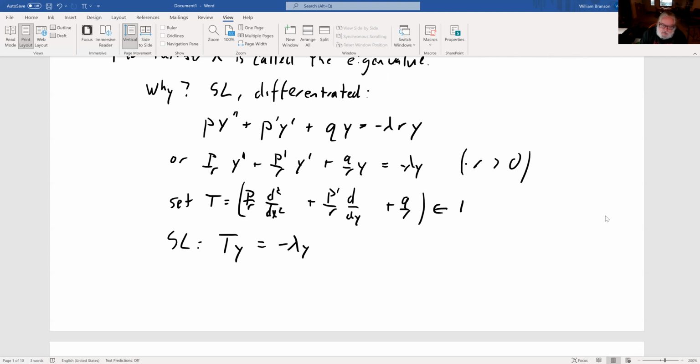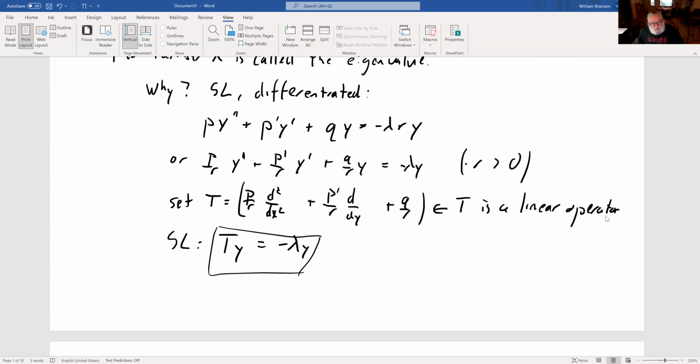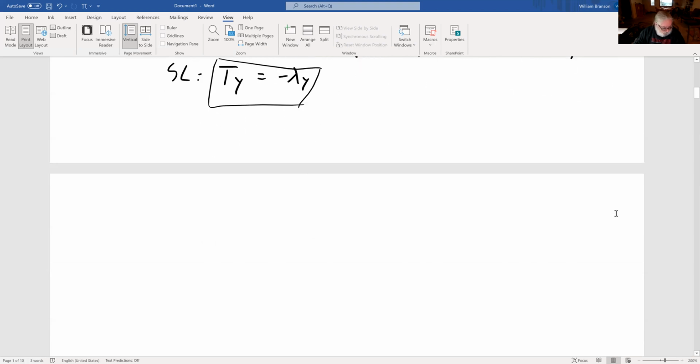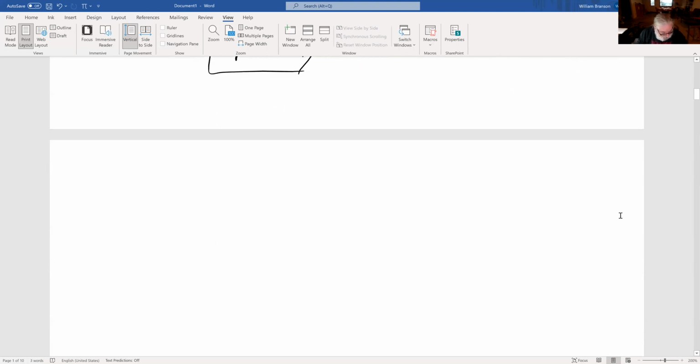And T is a linear operator, right? It basically works the same way matrices do. And so that means it's got eigenvalues and eigenvectors. The eigenvalue-eigenvector pair is any solution to an equation like this where T is a linear operator. And so lambda is in fact an eigenvalue, and the y's, the solutions to the Sturm-Liouville equations, are in fact eigenfunctions that we're looking to find. So that's why it's called an eigenvalue.